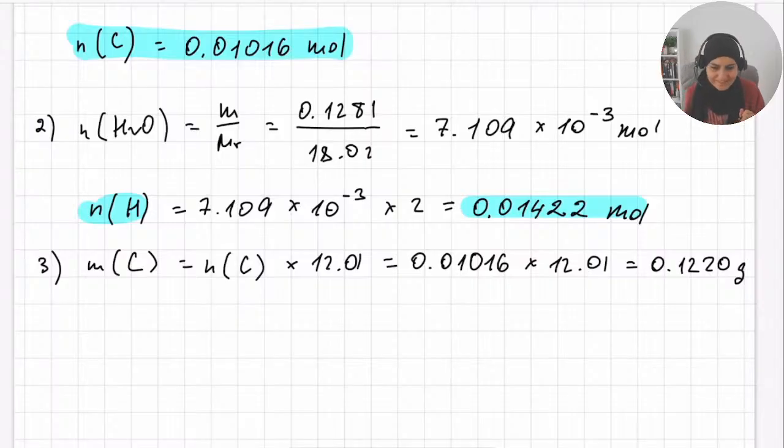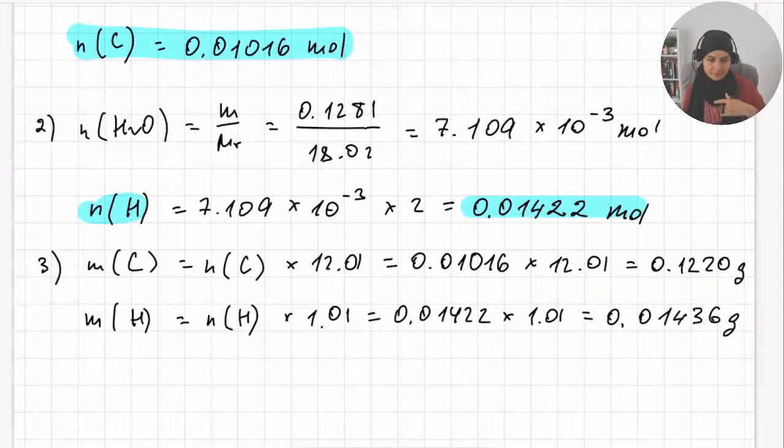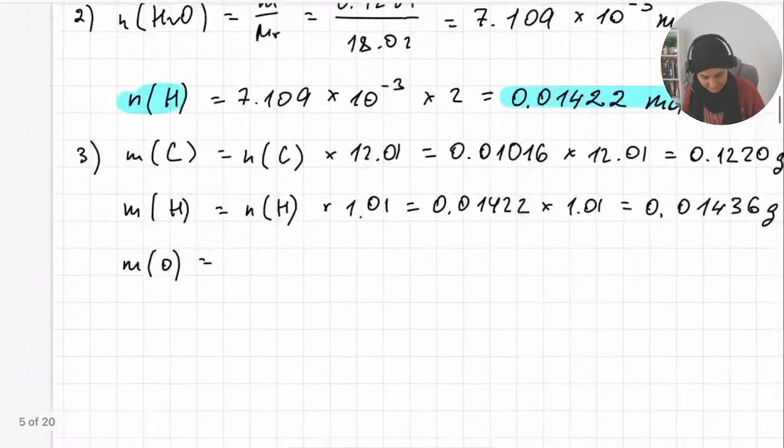But I hope we will not mess it up. Right, and then we find the mass of hydrogen, so that's again moles of hydrogen times the relative atomic mass of hydrogen atoms. Not H2, it's atoms. So 0.01422 times 1.01, that is 0.01436 grams, and then we subtract to get the mass of oxygen, so it's the total mass, which is 0.1526.